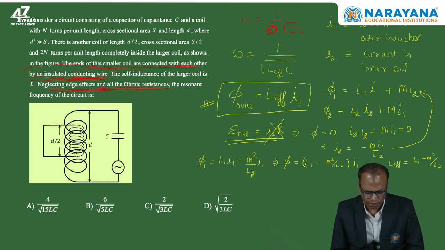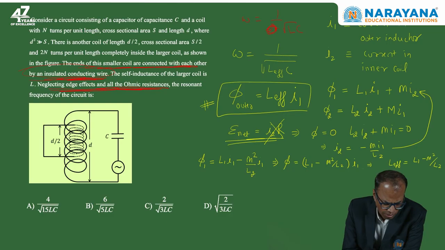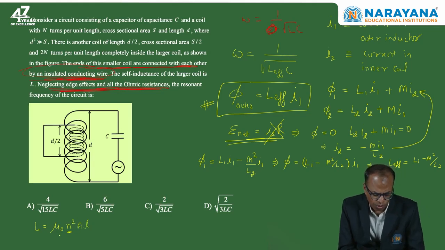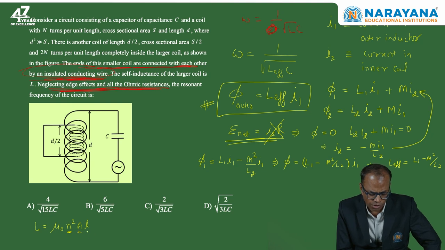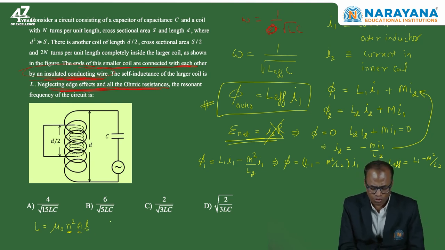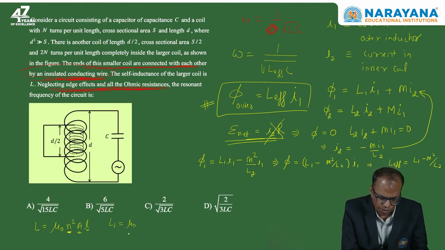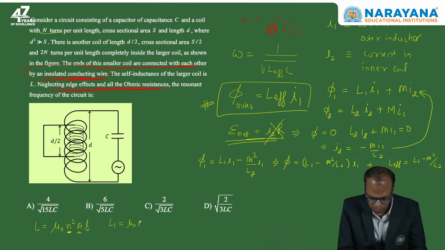Now I need to find L1 and L2. Let us find L1 and L2. We are given L, I know. The formula for L is mu naught N squared A L for a solenoid. N is number of turns per unit length, A is the cross-sectional area and small l is the length. So L1, let us talk about L1 for the outer one. It is mu naught. The number of turns is capital N. It is given in the question, N square per unit length. Area is S and length is D. And this value is given to be L to us.